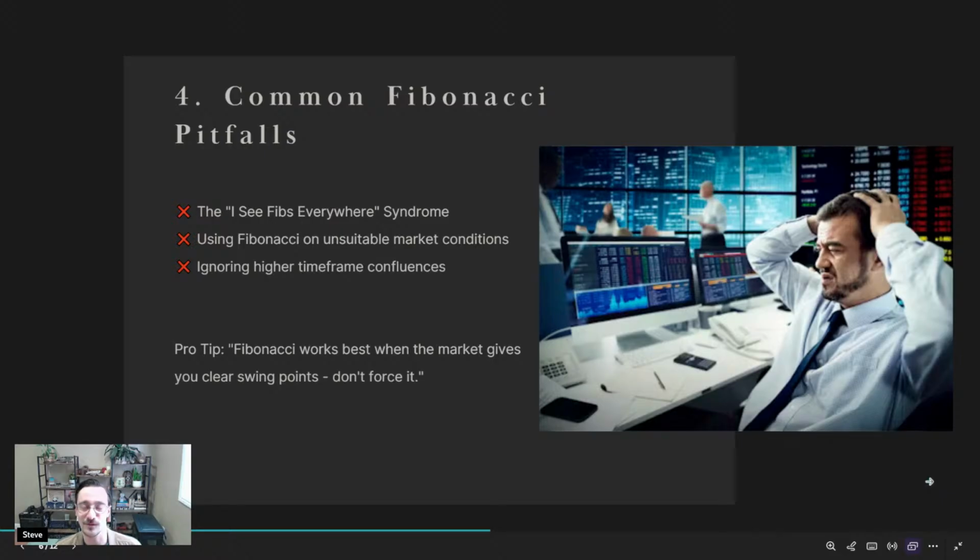So let's talk really quickly about some pitfalls that people can fall into. The first one I mentioned briefly, but I want to touch on it a little bit more, and that is the "I see fibs everywhere" syndrome. They're driving down the highway, looking at the mountain range. So that's a 60% retracement. Just because you can put a fib on anything doesn't mean you should.